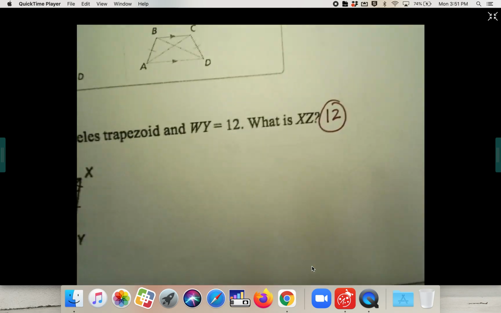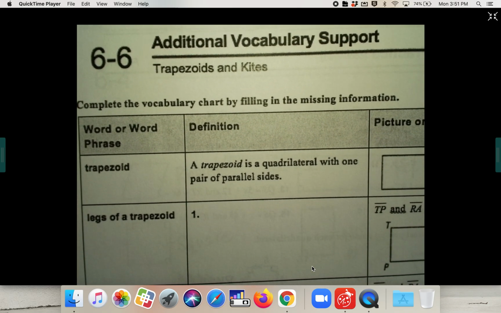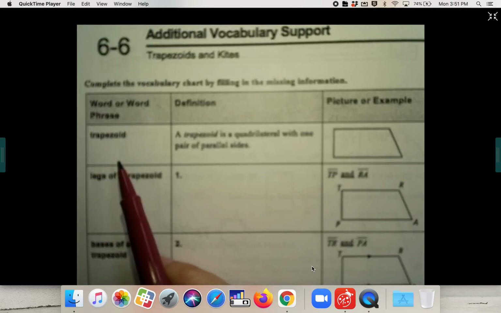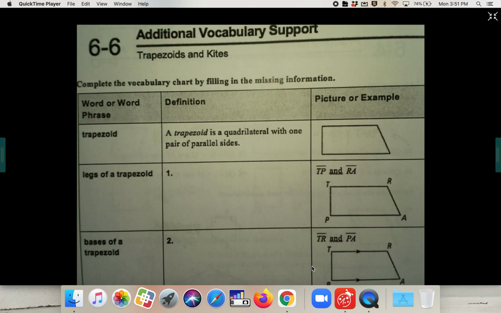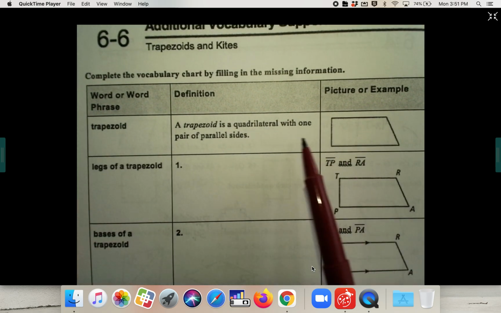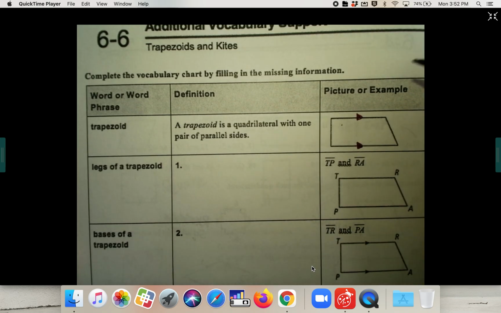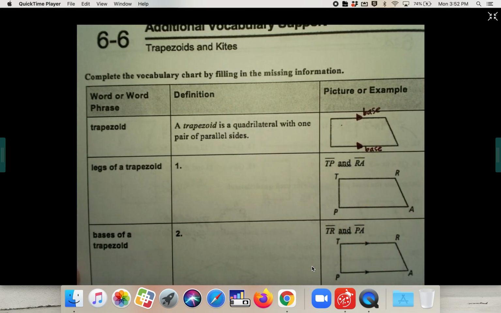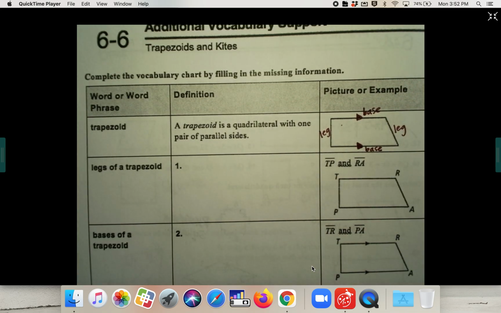All right, let's go back a page. I think I stapled this in the wrong order. This gives us some additional vocabulary support that I think we need, because this one tells trapezoid and then later it shows isosceles trapezoid. So let's look at just a plain old trapezoid first. It's a quadrilateral with one pair of parallel opposite sides, and these sides happen to be called the bases. So this is a base, this is also a base. This is a leg, this is also a leg. But the legs have nothing special about them.